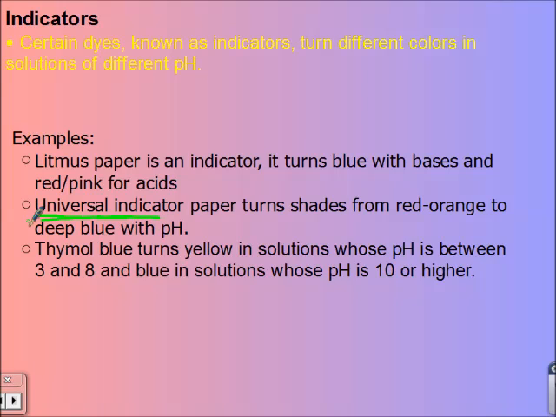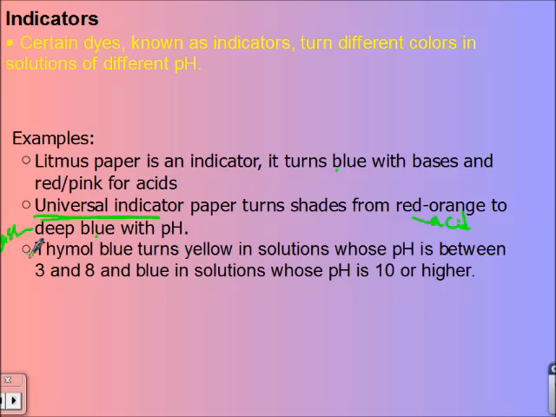It turns different shades from this red-orange color for an acid to a deep blue if it's a base. So again, blue for base, same as litmus paper. I also have things that I can drop in. For instance, thymol blue will turn yellow in solutions whose pH is between 3 and 8. It turns blue in solutions whose pH is 10 or above, so yellow to blue. We've got phenolphthalein, which turns from clear to pink.